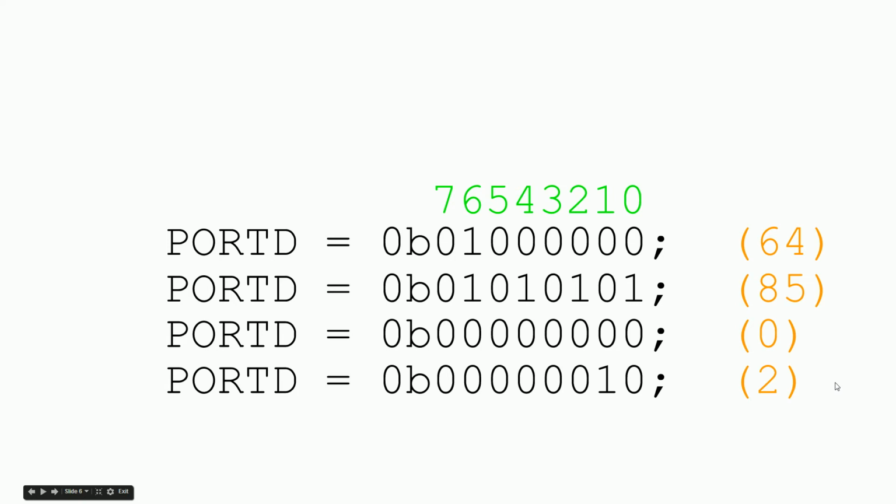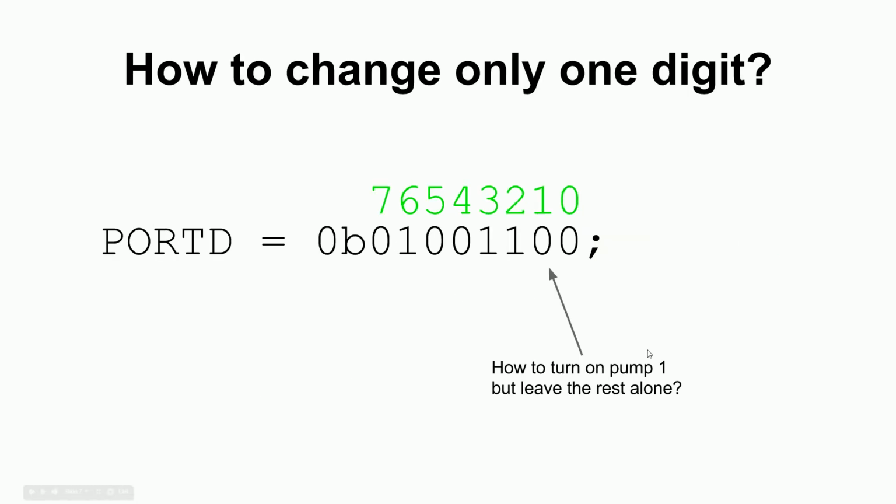But the problem you might notice is that if I want to turn on pump 1, I could do this statement, but notice I'm also putting zeros everywhere else. So if other pumps were on and I wanted them to stay on, I would actually be turning them off, because I'm placing zeros on top of anything that might be there before, forcing those pumps off, and only pump number 1 would be working afterwards. So this is a problem.